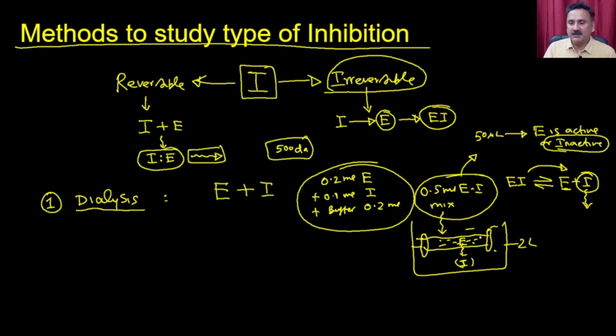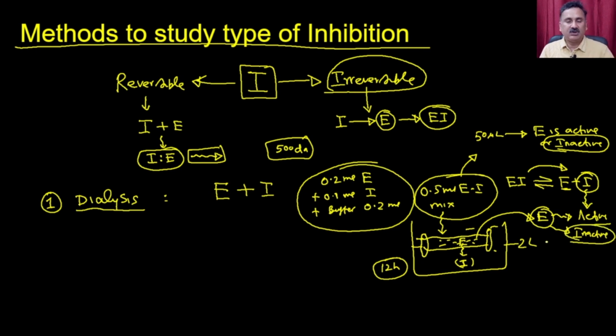Now, if you do this for, for example, 12 hours, after that you can take out the enzyme and ask the same question: whether the enzyme is active or inactive. If the enzyme is active, then the inhibition is reversible. If the enzyme is still inactive, then you will know that the inhibition is irreversible, because the inhibitor enzyme complex is not being mediated by reversible forces.